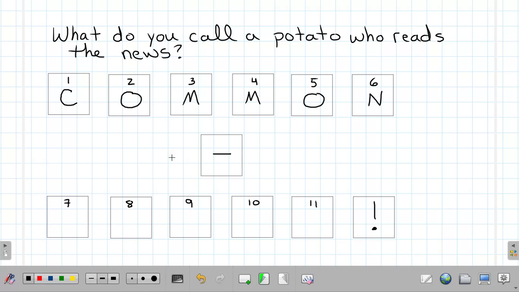Box 6, an N. Then you have the dash. Then box 7, there's going to be a T. Box 8, an A. Box 9, another T. Box 10, an E. And box 11, an R. So what do you call a potato who reads the news? A commentator.